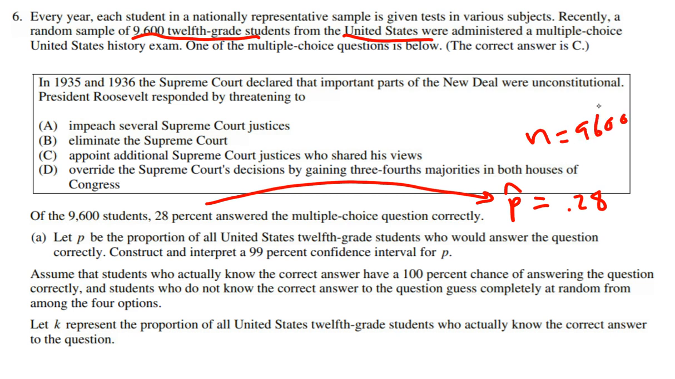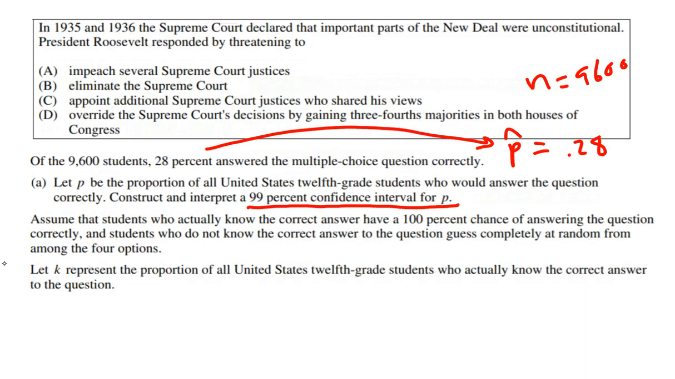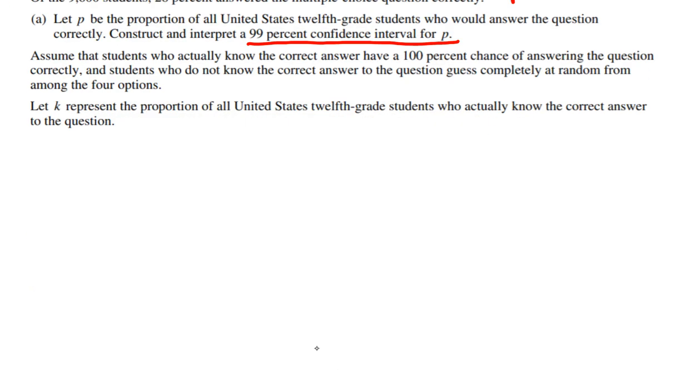Part A: let P be the proportion of all United States 12th graders who would answer the question correctly. Construct and interpret a 99% confidence interval for the true proportion P. So that's called a one proportion Z interval. I wrote test, sorry, but I should write interval there.